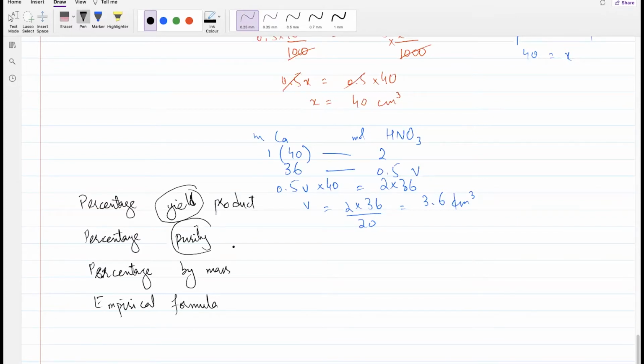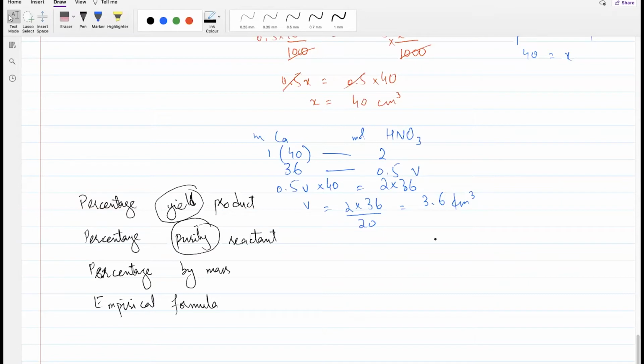And purity is usually related to reactant. So that's one thing you have to remember: product usually compares with yield and reactant compares with purity. Of course, they affect it. If you have an impure compound, your yield will be reduced. So they do affect each other. But when we are dealing with calculations, we usually keep product for yield and reactant for purity.